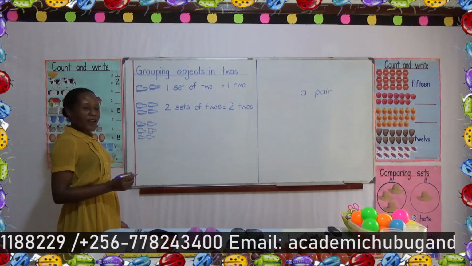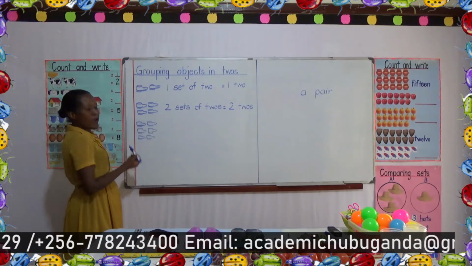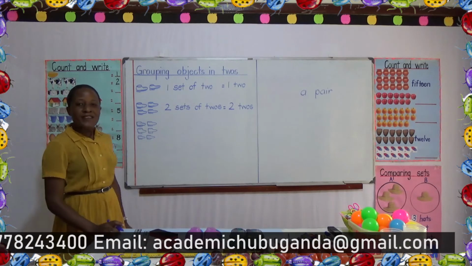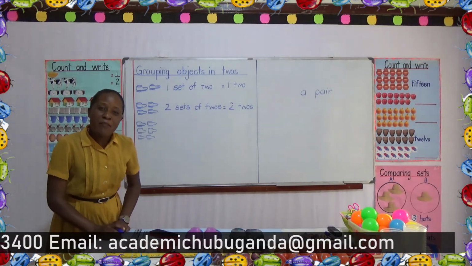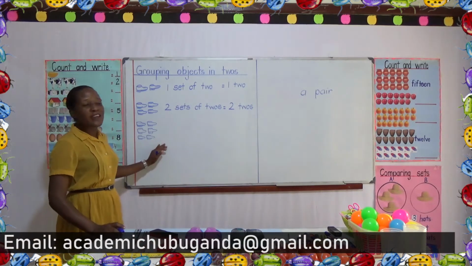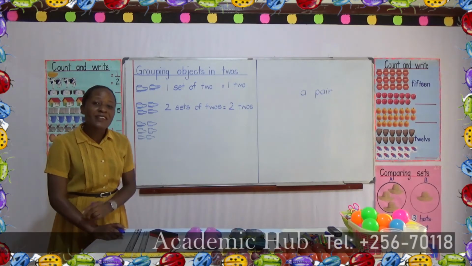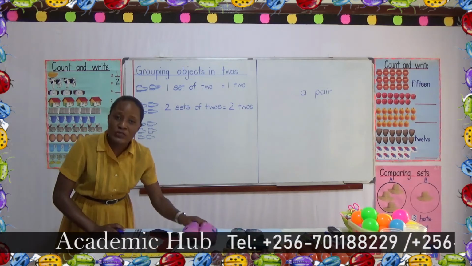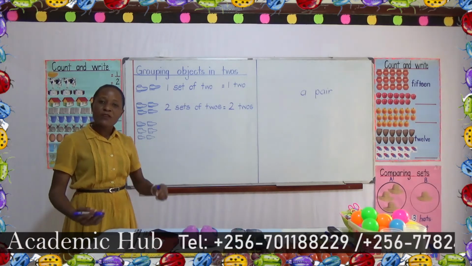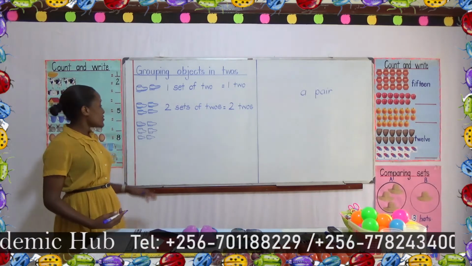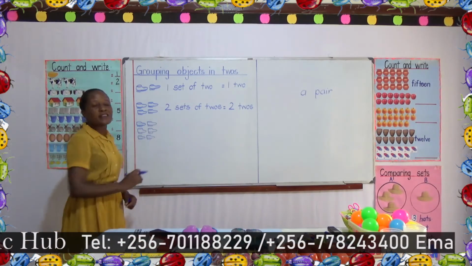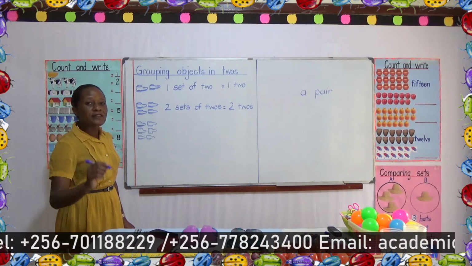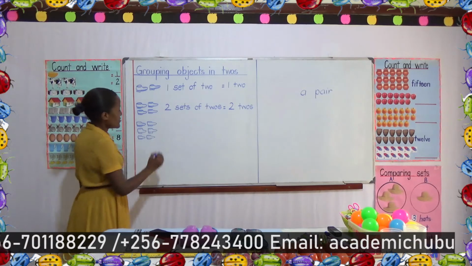That is another pair. So I have the first pair, another pair, and the last pair. This time I have drawn three pairs. So they are three sets. But remember, they are sets of twos because each pair is having two shoes, one for the left leg and one for the right leg. So now these are three sets of twos, okay? Three sets of twos.